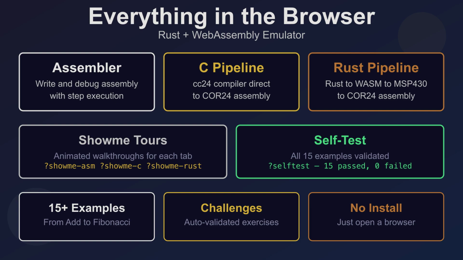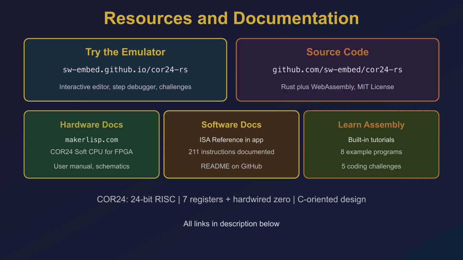3 tabs, 1 emulator, write assembly, compile C, or compile Rust, all running on the same COR24 CPU in your browser. Animated tours show the workflow. Self-test validates all 15 examples automatically. No install needed. All the documentation links are in the description below.